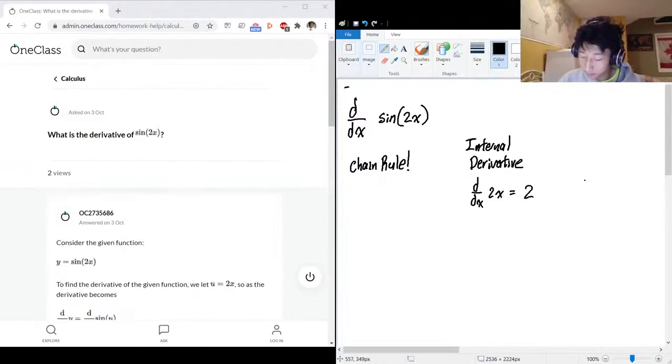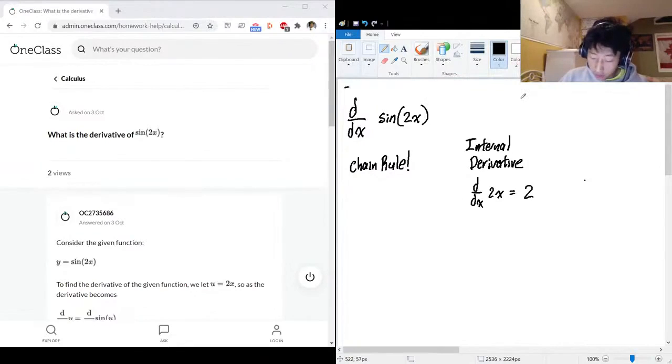That's just equal to 2 because, with our rule, we subtract the power by 1. Here's x to the power of 1. Subtract it down to x to the power of 0. That becomes 1. You multiply the whole thing by 1. It remains 2. So the result of this is 2. That's the internal derivative.